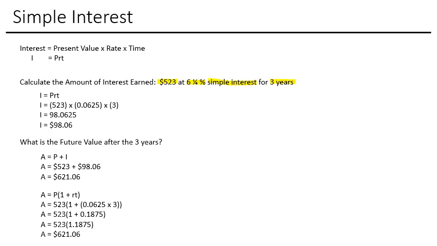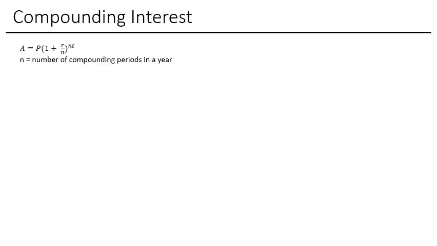Okay, let's look at another example. You're going to have problems that ask you about compounding interest. You have different compounding periods in a year. If you look at this formula, it is written in future value terms. You now have another variable, n, and n is the number of compounding periods in a year.